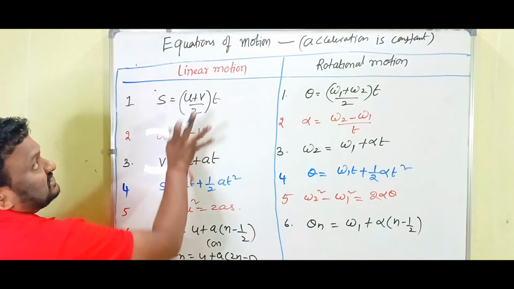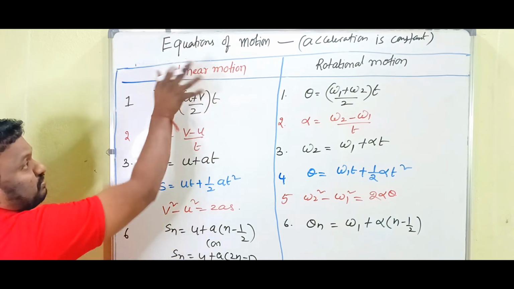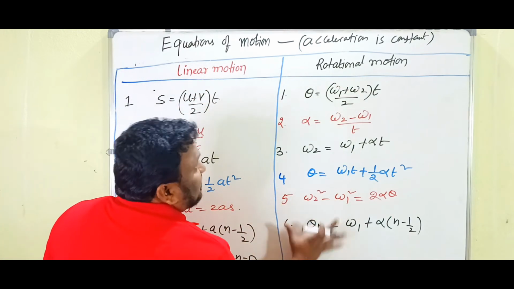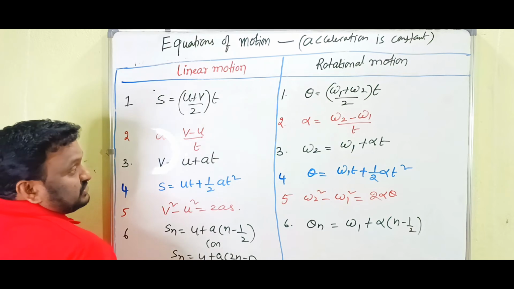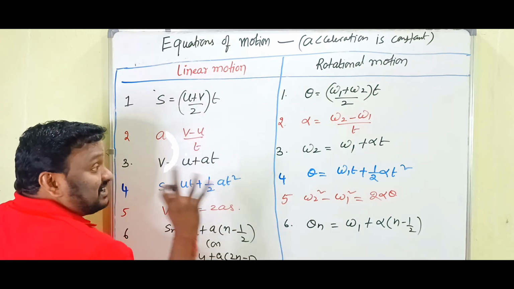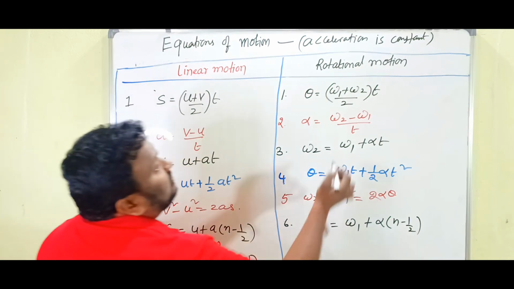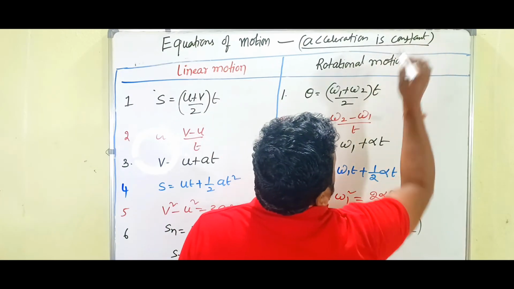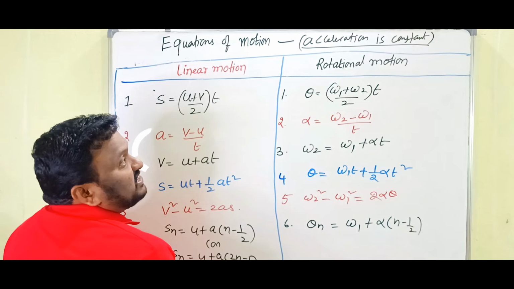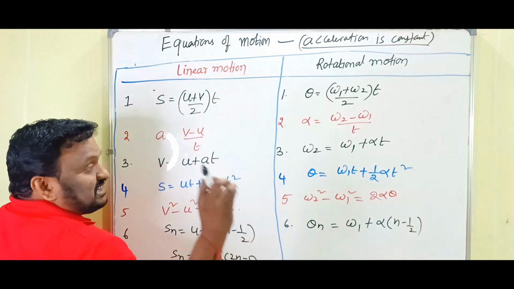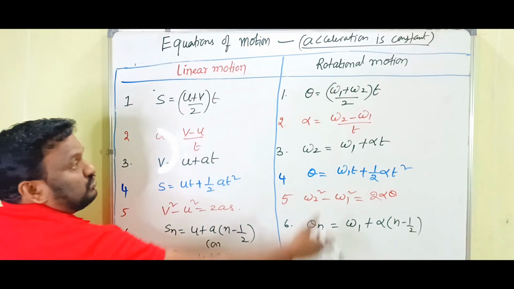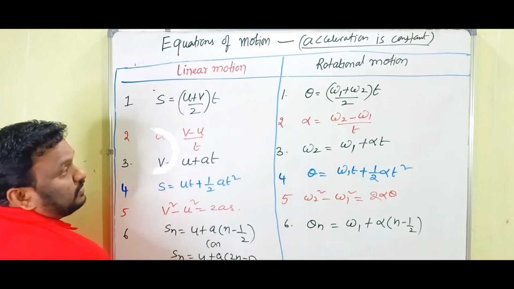So children, these are the equations in linear motion and these are the equations in rotational motion. You have to observe and understand that we can use these equations only when the acceleration is constant. When the acceleration is constant, children. From the intermediate examination point of view, you write these equations only. Okay, right.